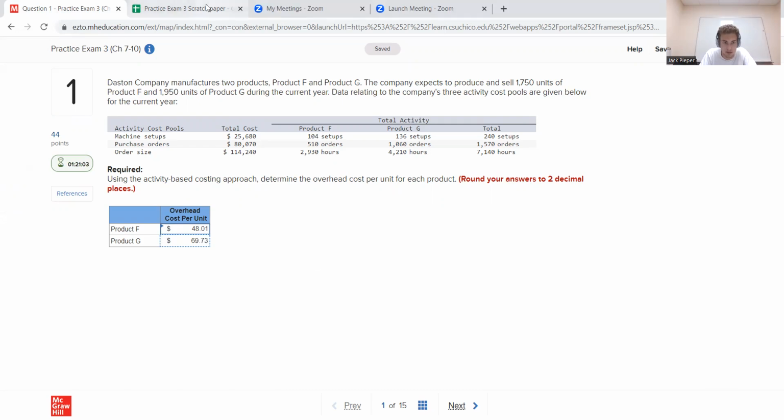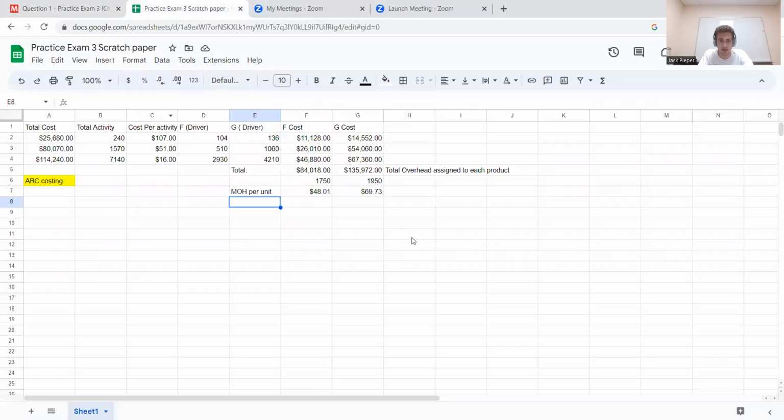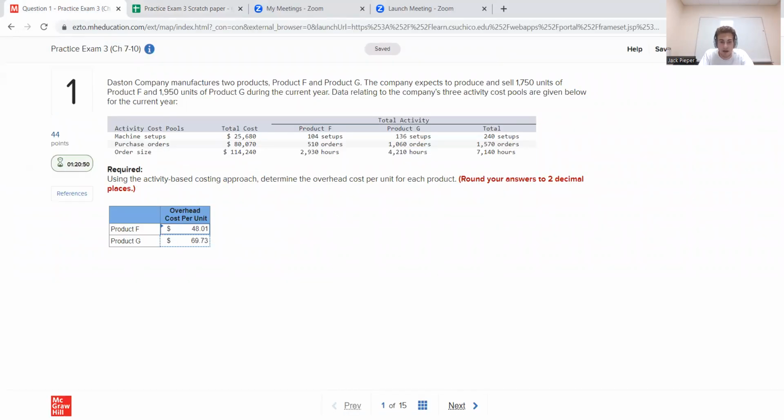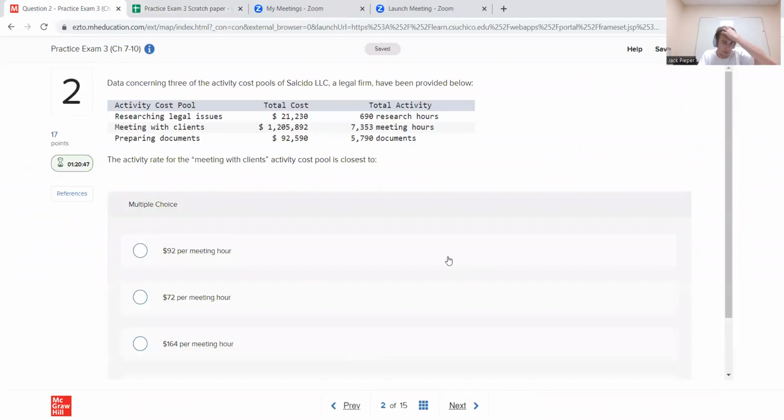Okay, pretty simple. So just set this up, divide, multiply, use scratch paper. You won't have Excel in the test, so use scratch paper and you can just do the same thing I did, except you have to do the math. Okay, we'll move on.